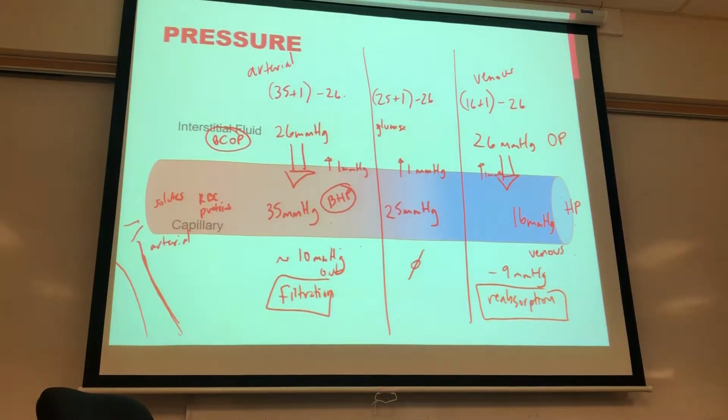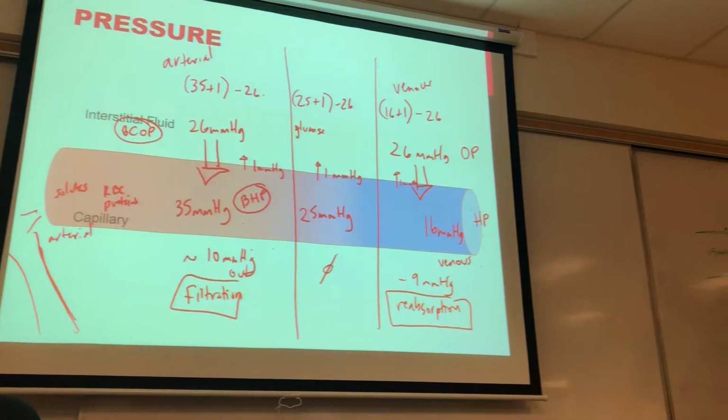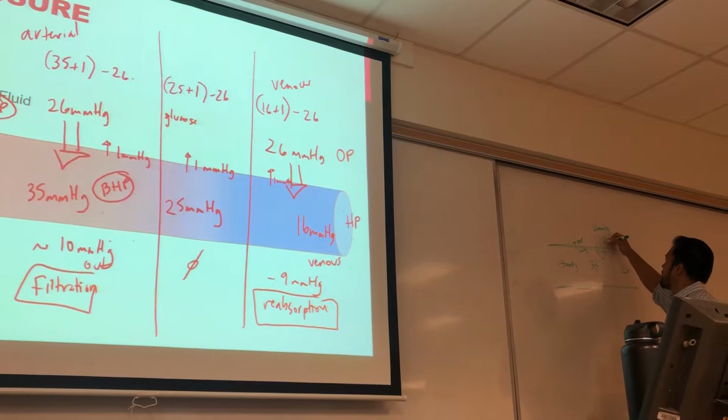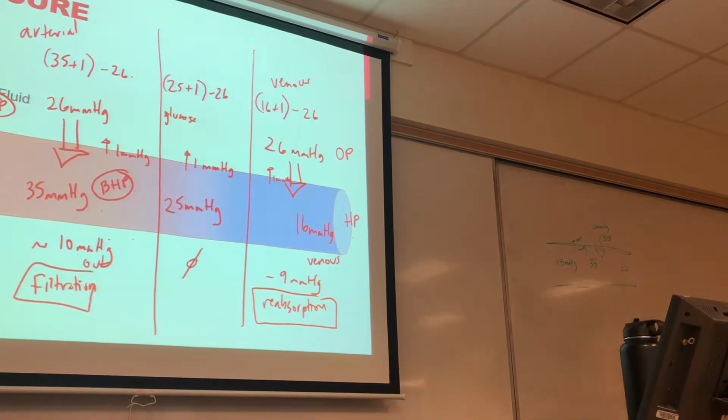And what that's going to translate to is a 10 millimeter of mercury difference for hydrostatic pressures. If I increase blood pressure, I'm going to increase hydrostatic pressure. So in this case, we're going to have 45 millimeters of mercury, 35, and then 26. The same factors come into play. We get 1 for IFOP, which is 1 millimeter of mercury. We're also going to get 26 millimeters of mercury for our blood colloid osmotic pressure. And then we just measure that out.